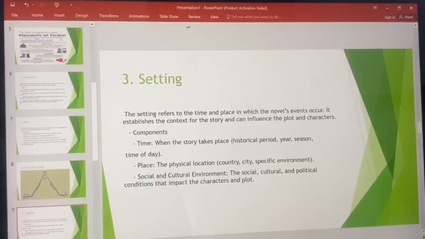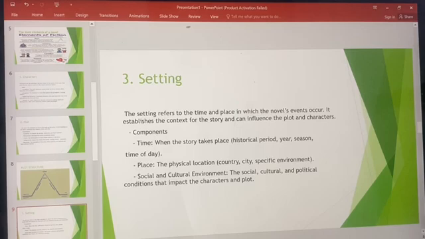Another important point is the setting. The setting refers to the time and the place in which the novel's events occur. It establishes the context for the story and can influence the plot and characters. The components of setting, we have time and place, and also we have social and cultural environment. Concerning time, when the story takes place, whether historical period, year, season, time of day.